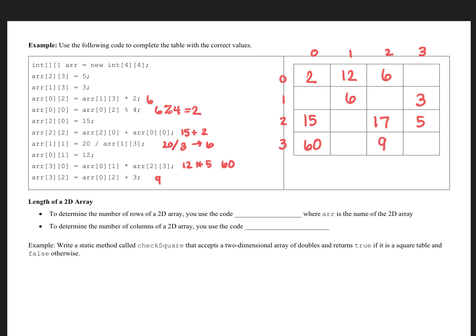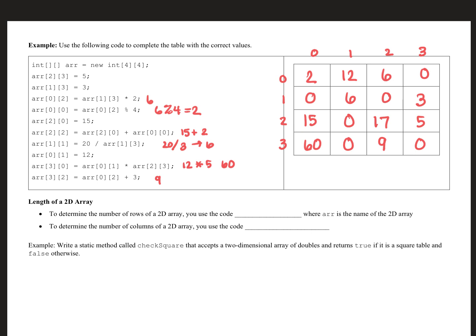Now, we have several missing spots, but remember, it still started as default. Default for integers is 0. Default for doubles, 0.0. Default for Boolean is false, and default for objects is null.